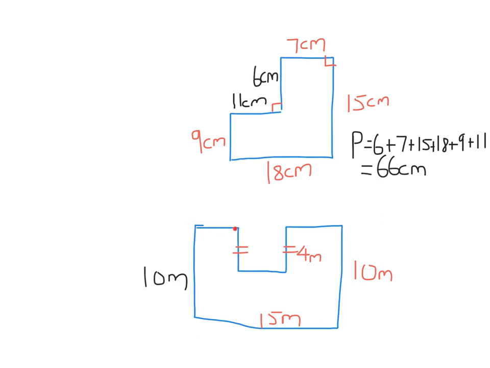All we need to know is that this side, and this side will all add up to 15. It doesn't matter what each side is individually. We know that if I add this, this, and this, I get 15. So I can just calculate the perimeter anyway.